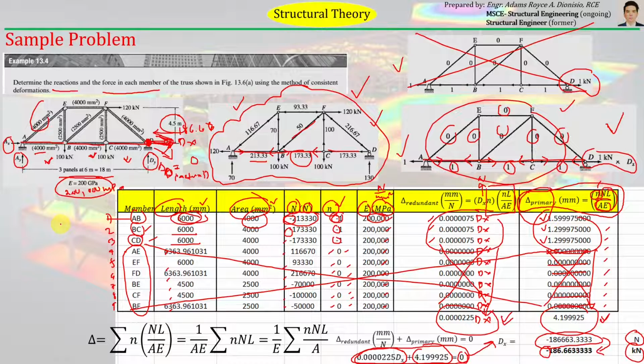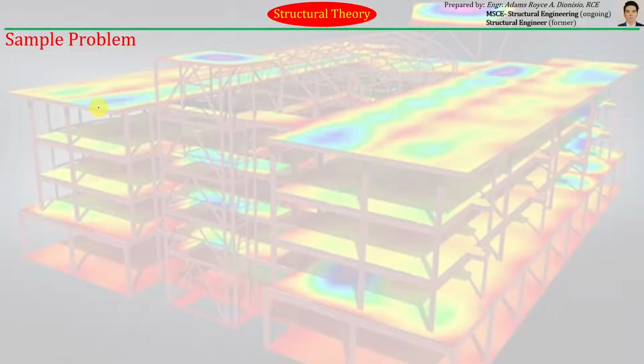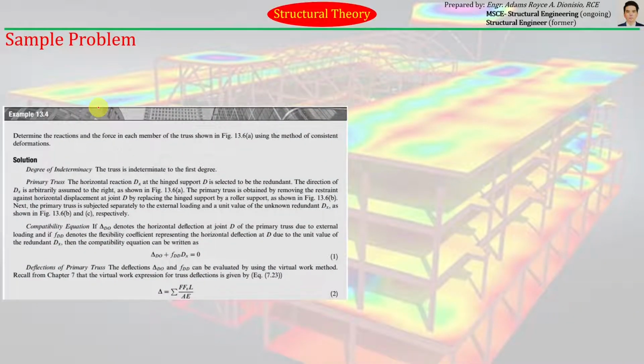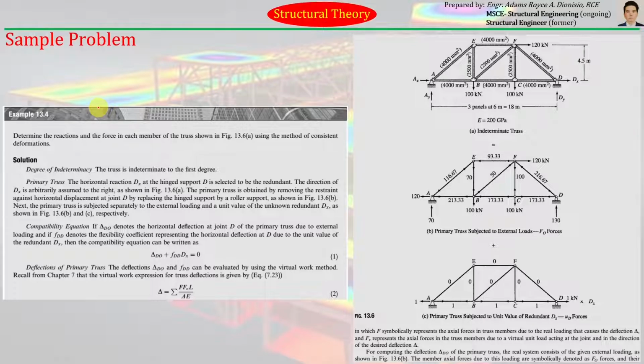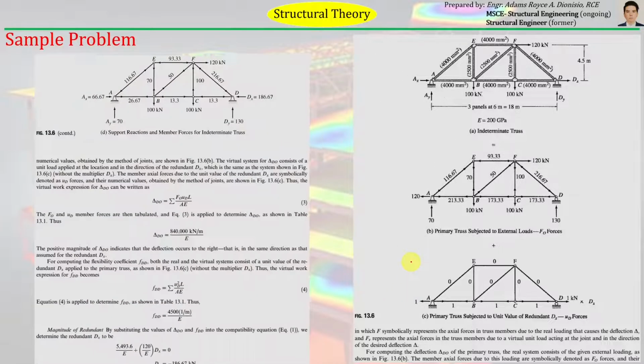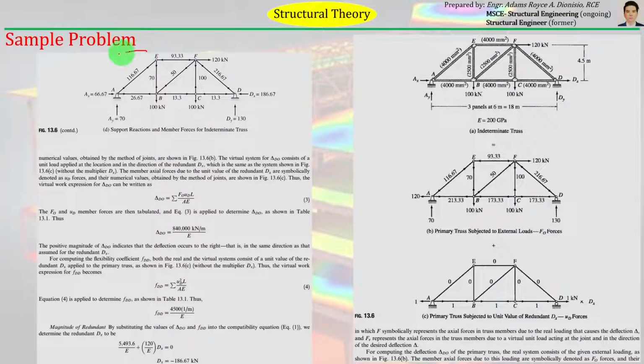So if you still want to know the correct answers for this problem, you can actually refer to the book of Casimali. I just got this from the book of Casimali. So this is the solution from the book of Casimali. These are the given figure and their corresponding primary structure. And this is the structure subjected to the redundant force. And this is the complete answer for that particular problem.